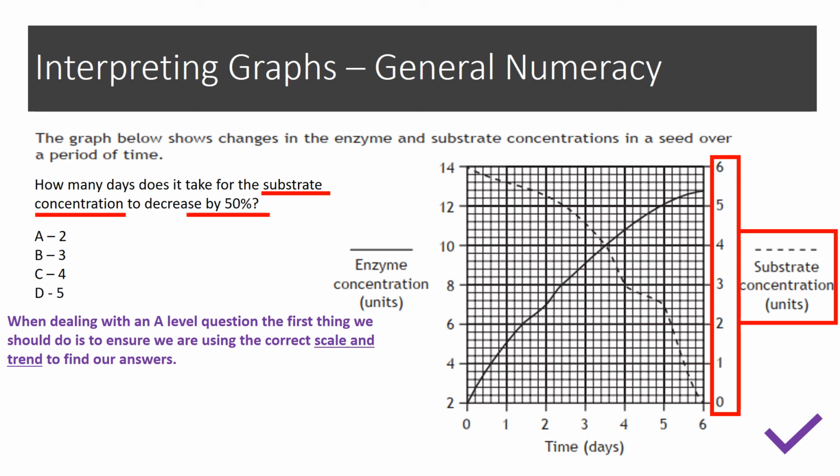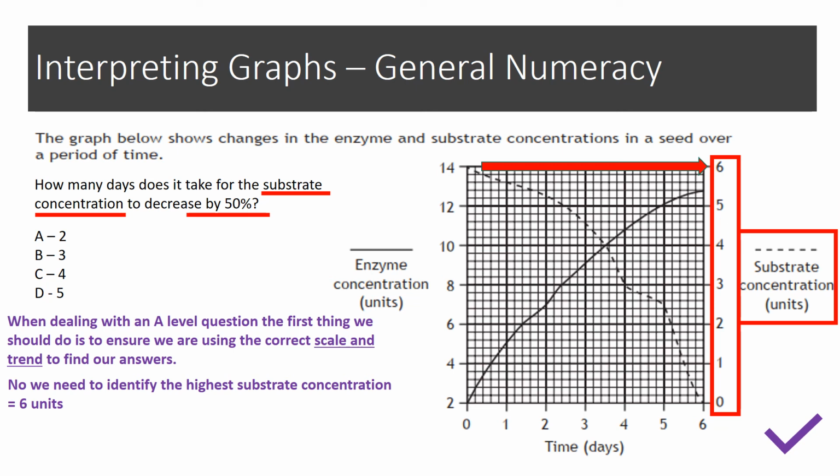This may be helpful for you to do in an exam, either highlighting the correct scale or highlighting the correct trend or line on the graph so that you can easily follow this. Now we need to identify the highest substrate concentration first, so that we can then decrease it by 50%. The highest substrate concentration comes from the highest plotted point on the dotted line. If you have a look, the highest point on the dotted line is 6.